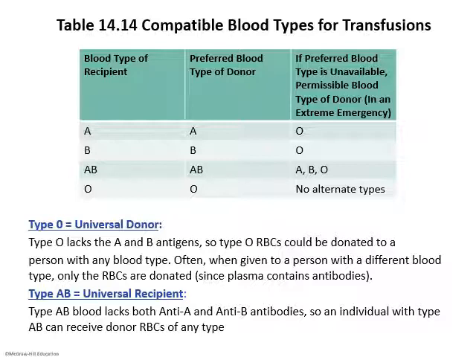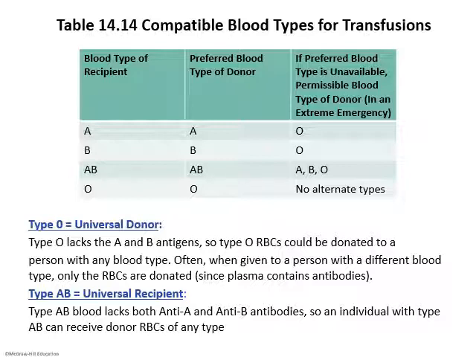So if you have type A blood, we would prefer to give you type A blood, but you could also get type O in an emergency. If you have type B blood, again, preferred would be to give you B, but you can also receive O in an emergency.